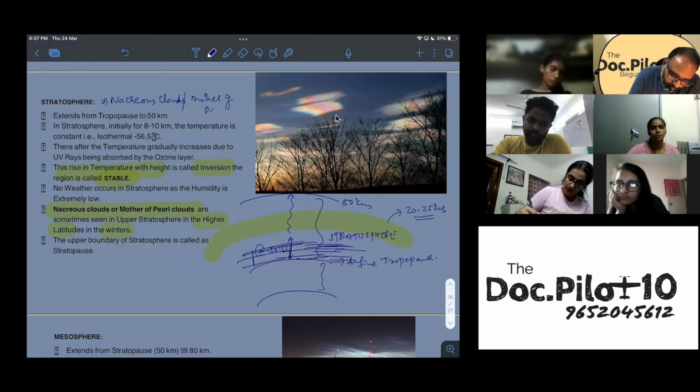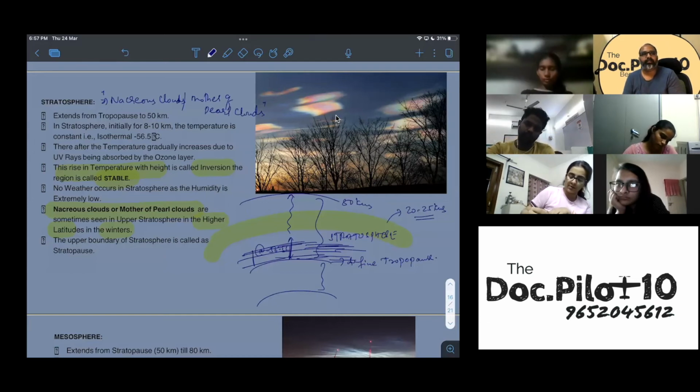Mother of pearl clouds. This question was asked when I gave my exam. I remember them asking this question when I gave my exam. Now, the upper boundary of the stratosphere is called? Stratopause. The lower boundary of the stratosphere is called? Tropopause. Very good. Okay, so that completes the troposphere.